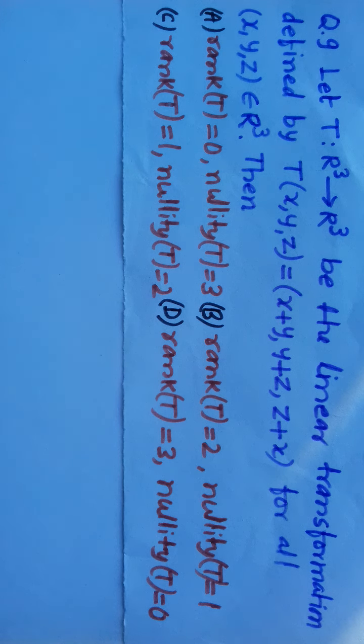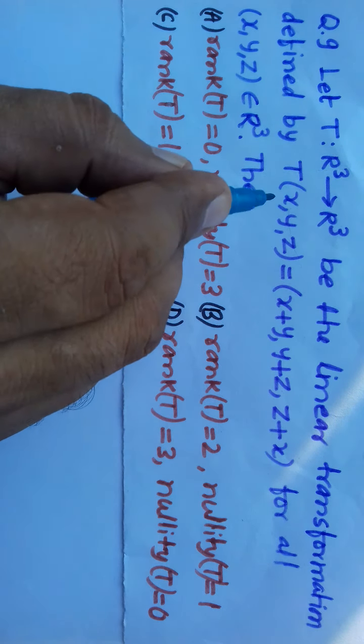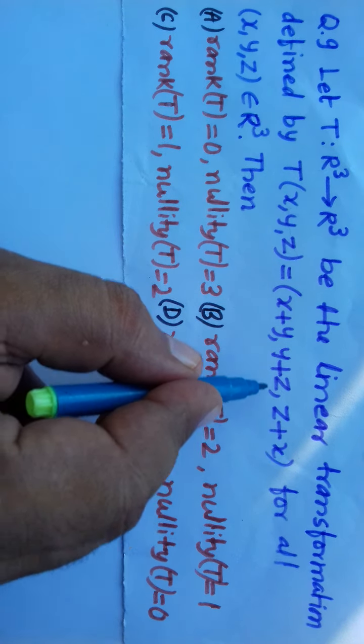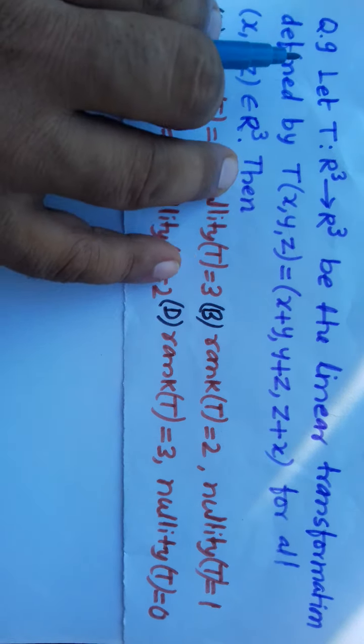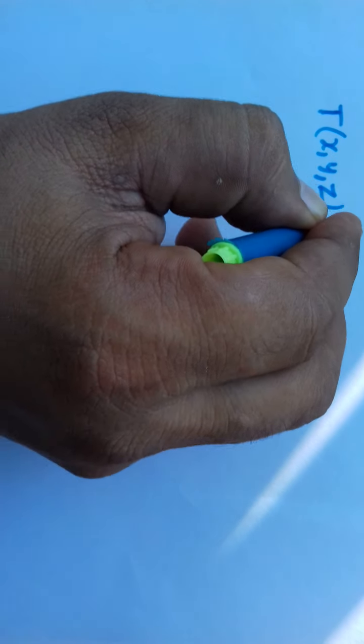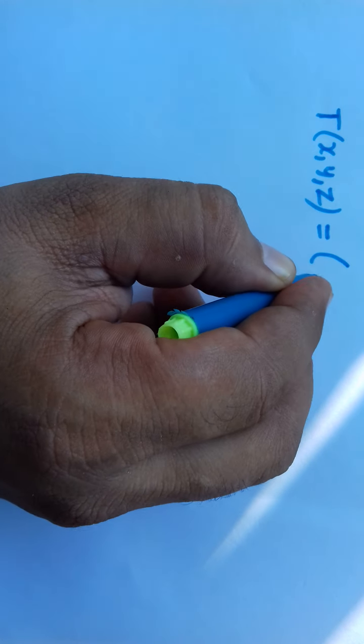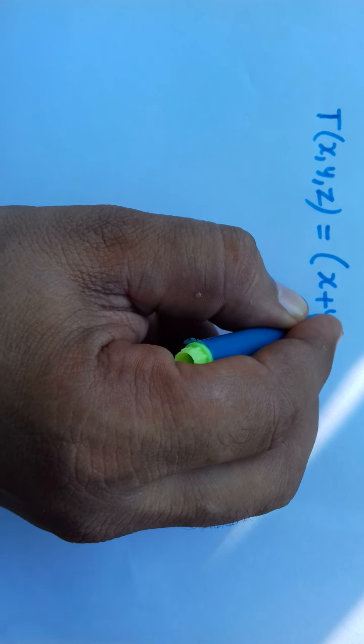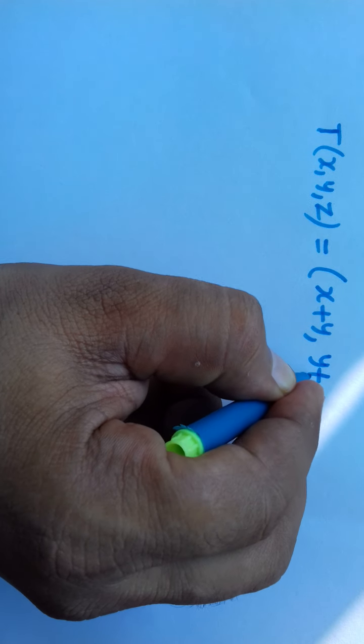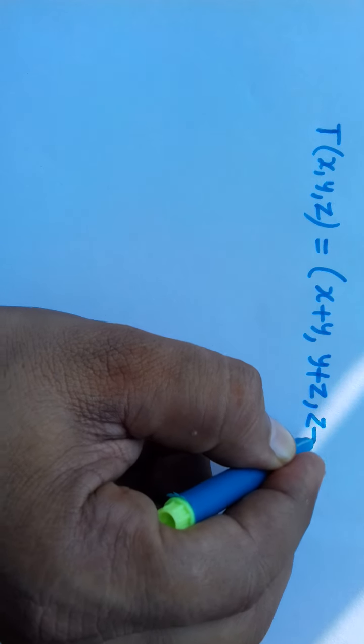Here is the question about a linear transformation. The transformation is as you see in this part. Let us write the transformation T(x, y, z) = (x + y, y + z, z + x).